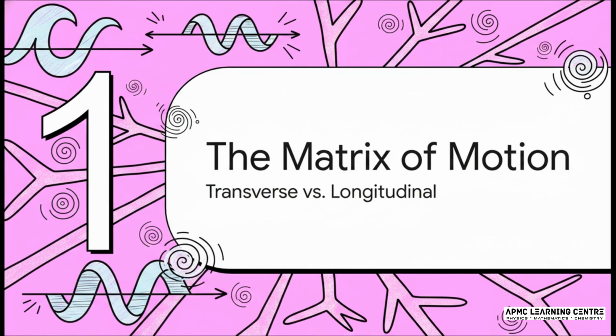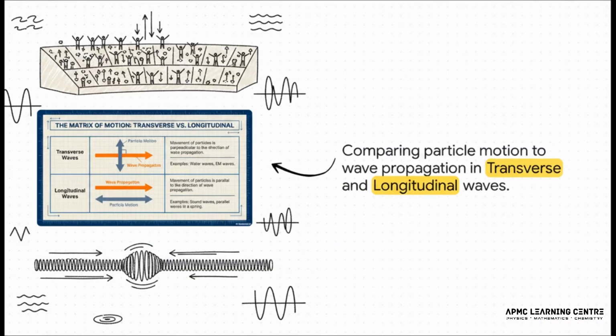All right, so if the energy's moving but the stuff isn't, what does that dance actually look like? Well, it turns out there are two main choreographies, two fundamental ways this can happen. We're diving into what's called the matrix of motion, transverse versus longitudinal waves. And this visual just nails the difference, doesn't it? It really boils down to one simple question. How are the particles moving compared to the direction the wave's energy is going?